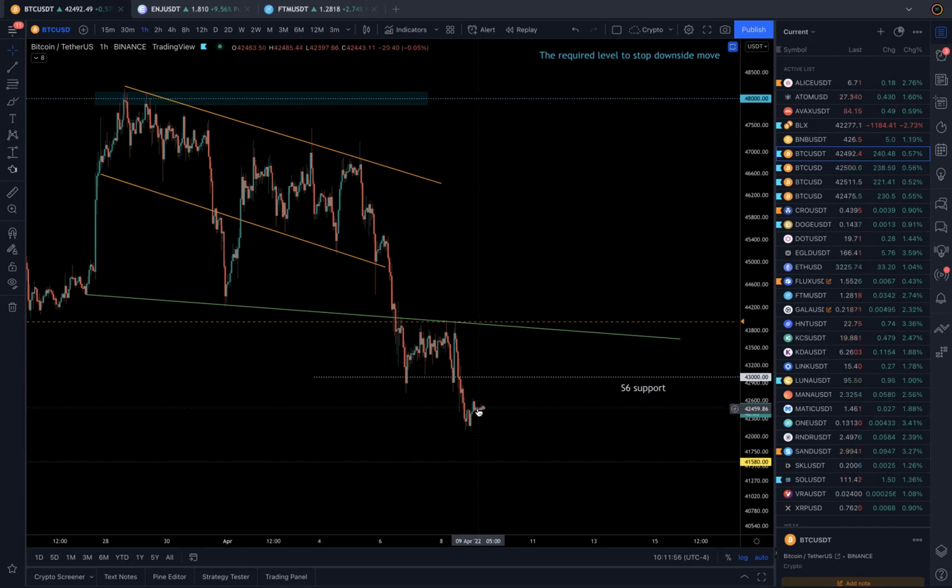I'm not saying 43k is good enough. We definitely need more. When it was here, I said give me 48k. It tried, but it didn't. Here I said give me 46k. It didn't. It broke below. I'm saying now give me 43k at least. So what I mean is 43k is kind of a lifeline from a bull's point of view.